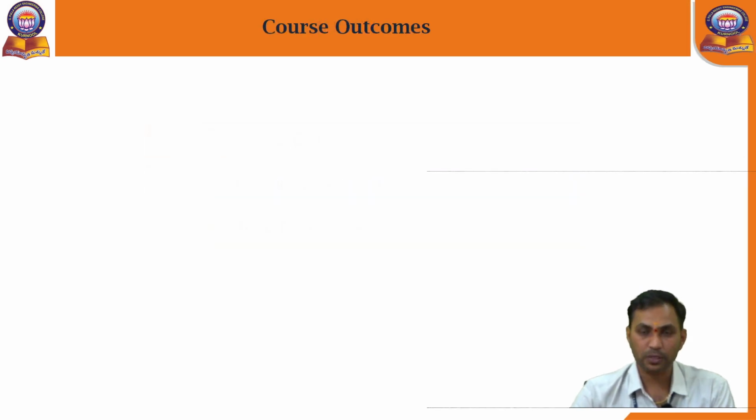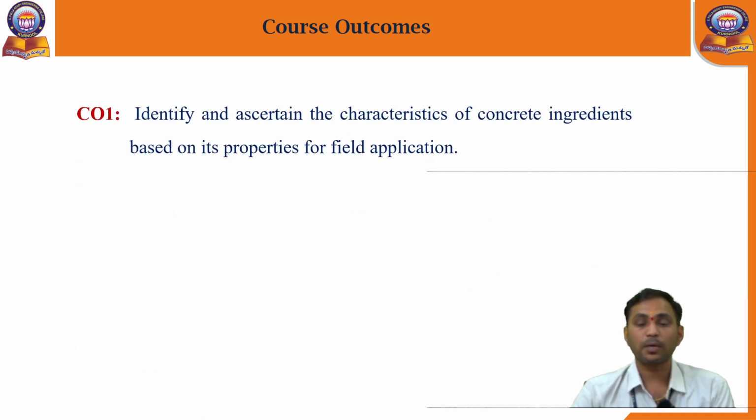Coming to the course outcome 1, the student can identify and ascertain the characteristics of the concrete ingredients based on their properties for field applications. When the student is preparing the concrete mix design, he has to know what ingredients are used for concrete preparation, namely cement, sand, coarse aggregate and water, or any special things, namely admixtures. He has to know the characteristics of all these ingredients.